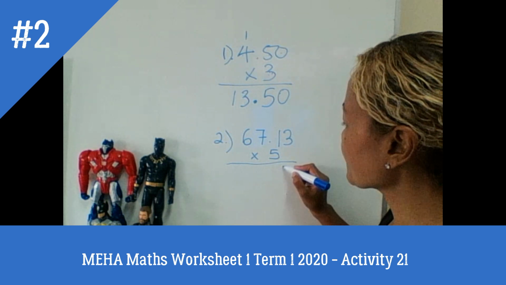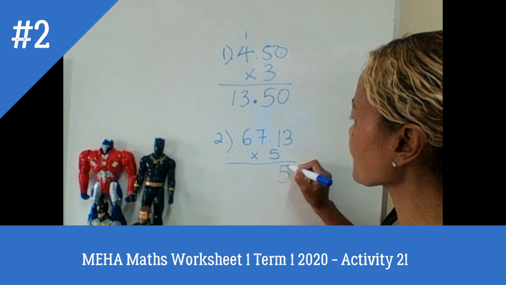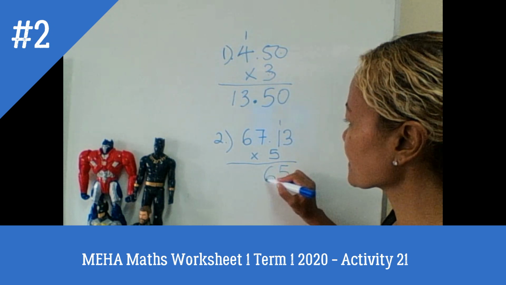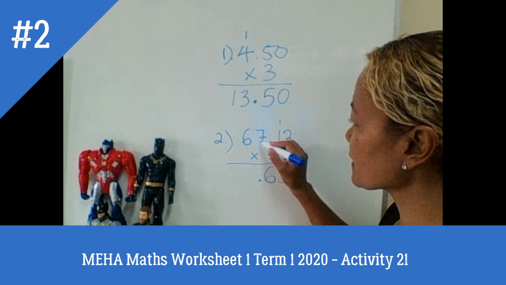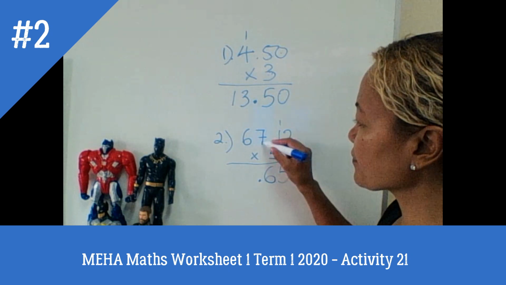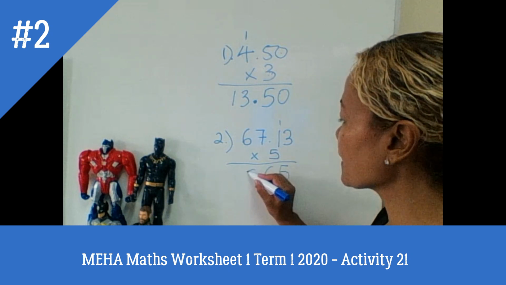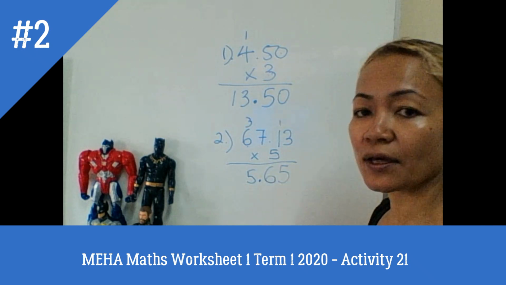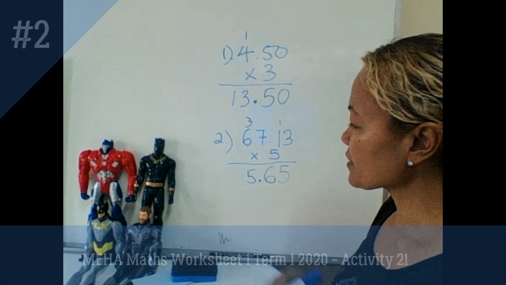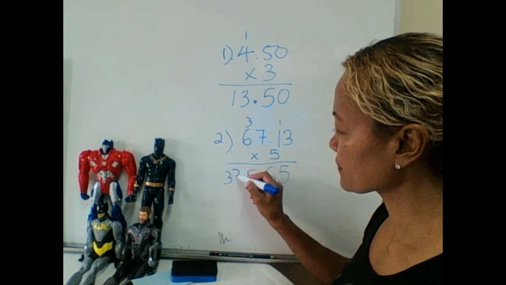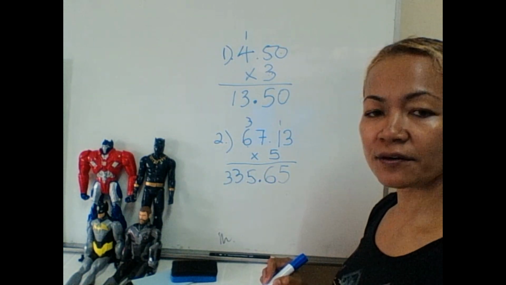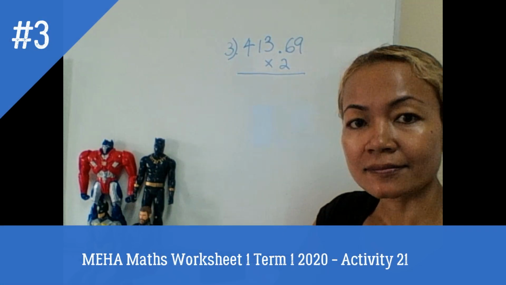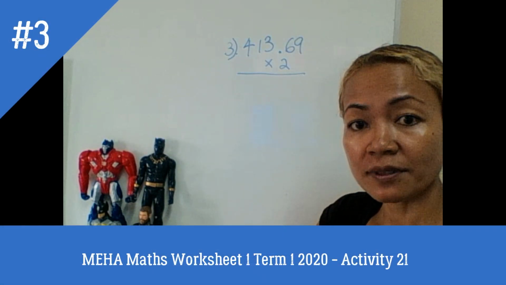Five times 3 is 15. Carry 1. 5 ones are 5, plus 1 is 6. When you get to the decimal point there, put it in. 5 sevens are 35. Carry 3. 6 fives are 30, plus 3, 33. 335.65. I'll give you time to do number 3 now.